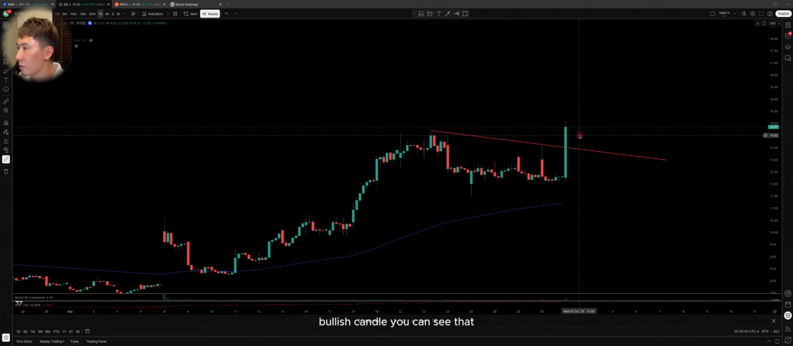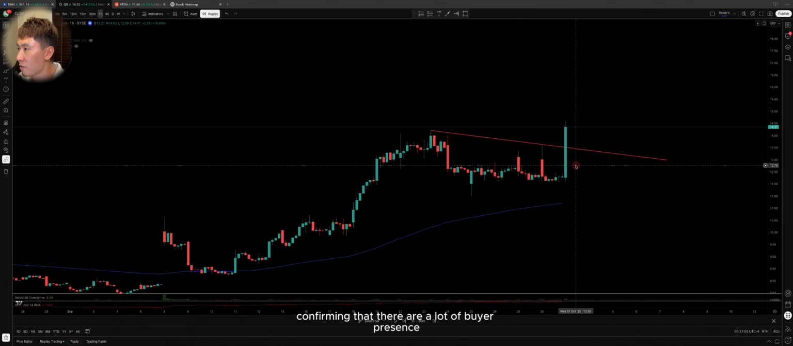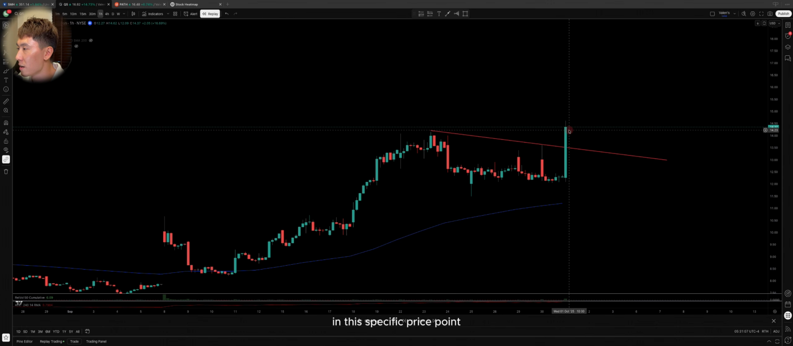bullish candle. You can see that the characteristic of this candlestick is that there is very minimal wick and a lot of body, and the candle has already closed, confirming that there is a lot of buyer presence in this specific price point. So buyers eventually overwhelm sellers.